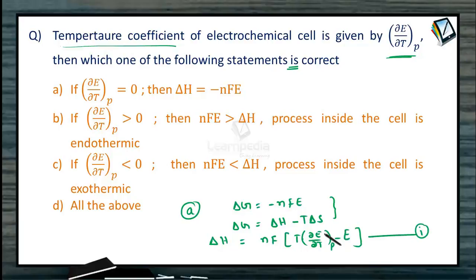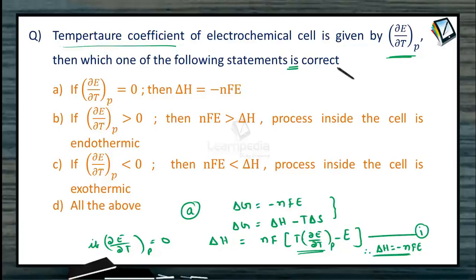Now if we substitute ∂E/∂T at constant pressure equal to 0 as given in A, the condition is given, then this part is 0. Therefore what we'll have is nF into minus E. So ΔH now becomes minus nFE. So statement A is right.